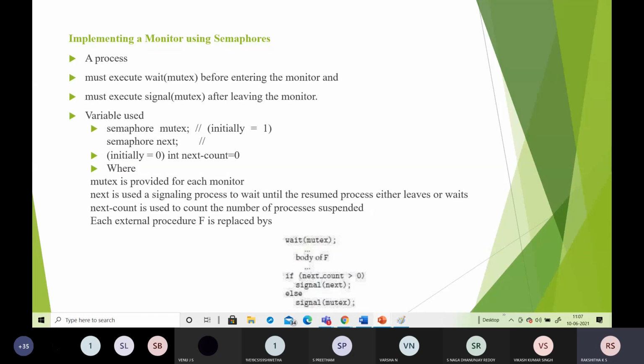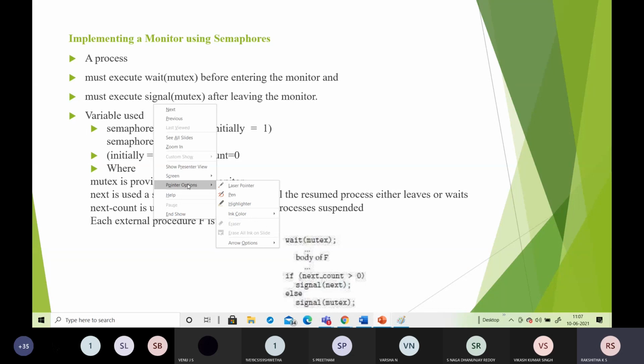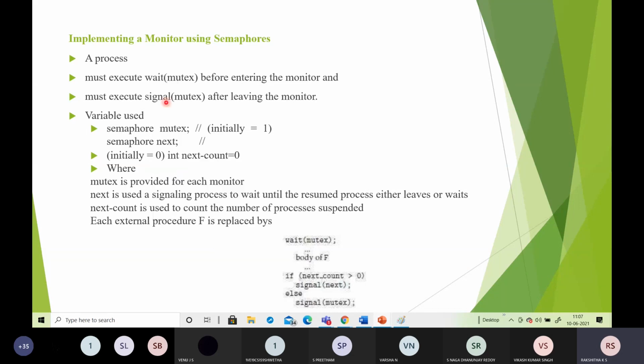Here we are using some semaphore values. A process must execute the wait before entering the monitor, and it executes the signal operation after leaving the monitor. We know the function of wait and signal: it is used to lock the critical section. For example, when a process needs to enter the critical section from the entry section, it has to execute the wait operation. Then, when it needs to come out from the critical section to the exit section, it has to execute a signal operation.